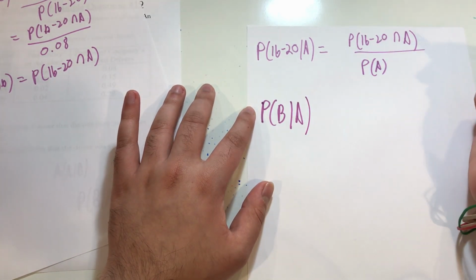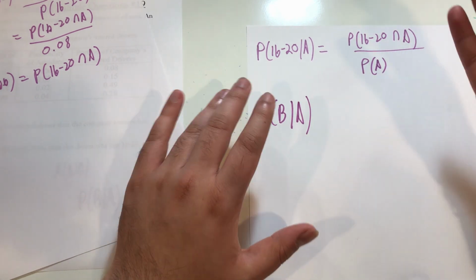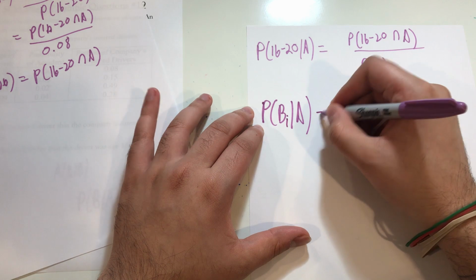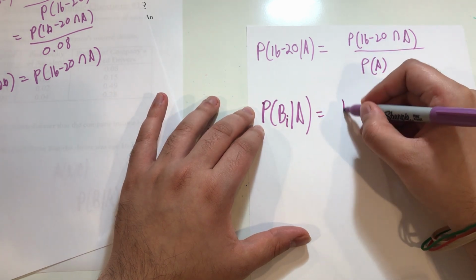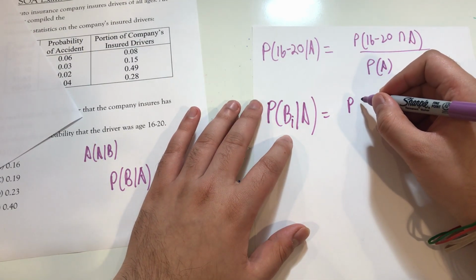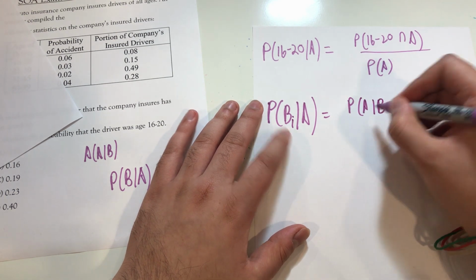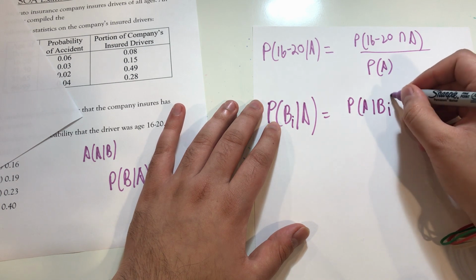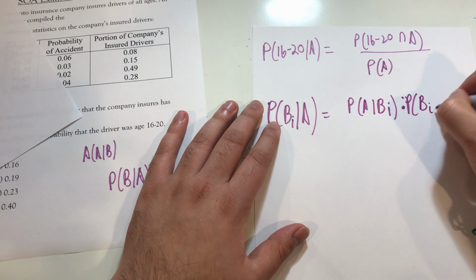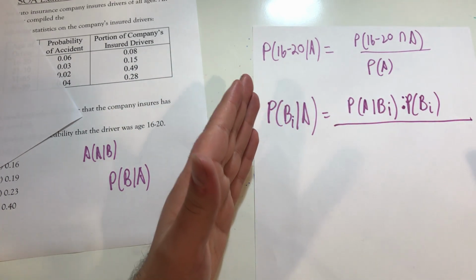So here, probability of getting into an accident versus a bunch of different age categories for who could potentially get into an accident. So we'll call this B sub I. Okay, that would be equal to the probability of A, getting into an accident given that you're in that specific group, times the probability that you're in that group, and then divided by all the potential possibilities of getting into an accident, right?